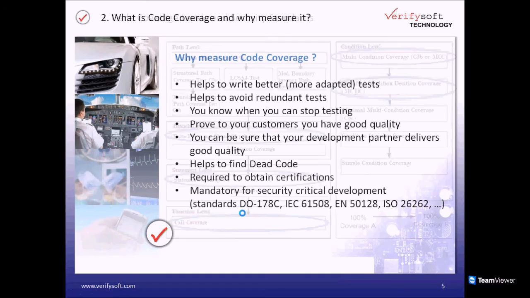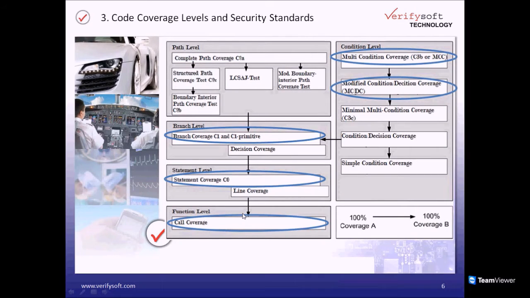Now, let's have a look at the different coverage levels. At the bottom, we have the function level. 100% function coverage is achieved when each function has been executed at least one time. This is a very low coverage level.